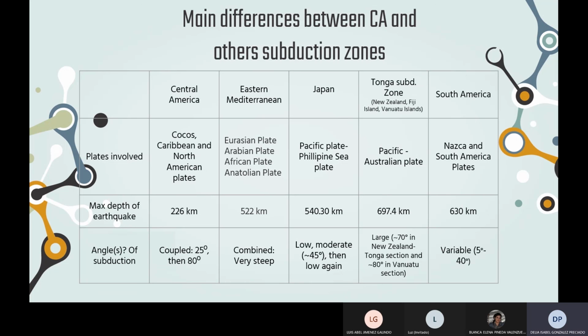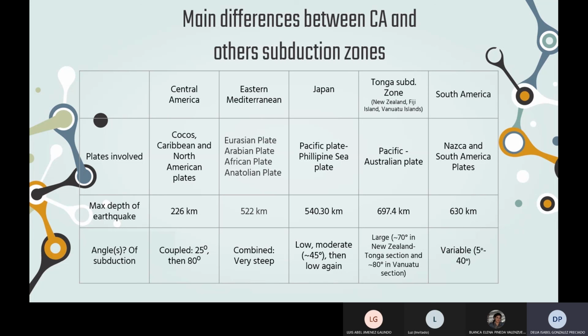So the main differences between Central America and other subduction zones, first of all, are the plates involved. For example, in Central America, we have the Cocos, Caribbean, and North American plates. And in the others, we have the Eurasian, Arabian, African, and Somalian plates, passing through the Pacific and Philippine Sea plates. Also, we have the Pacific and Australian plates, and even the Nazca and South American plates.